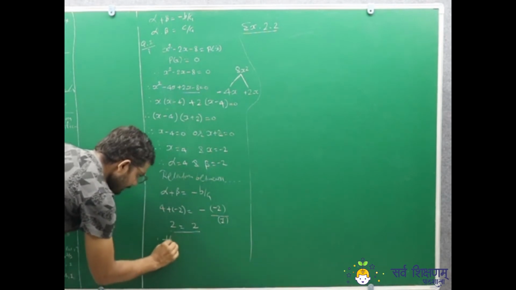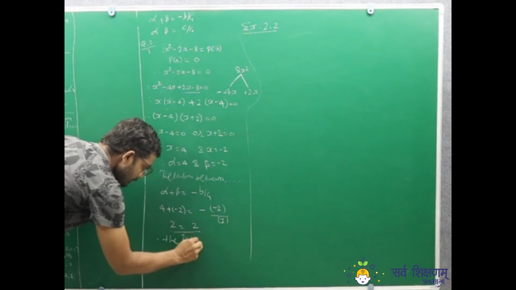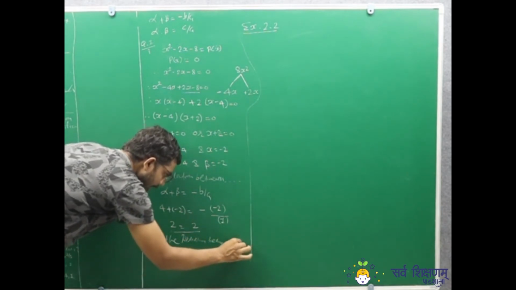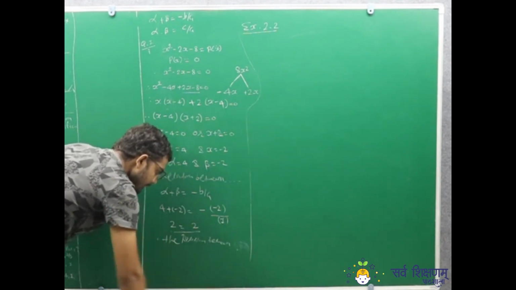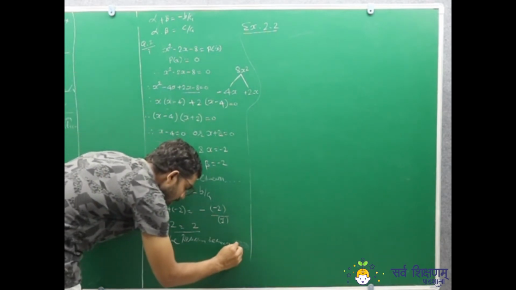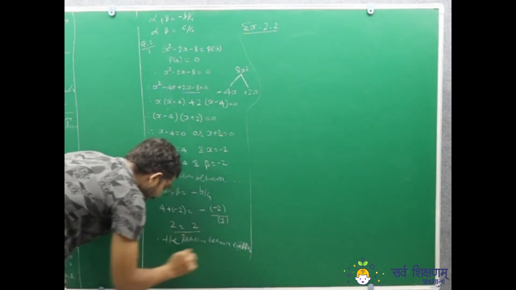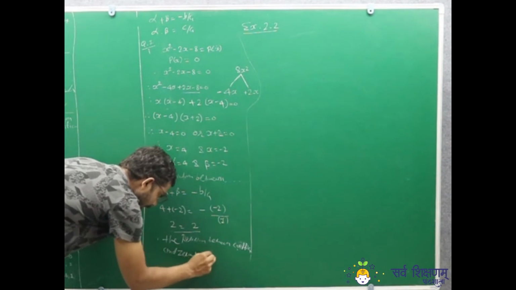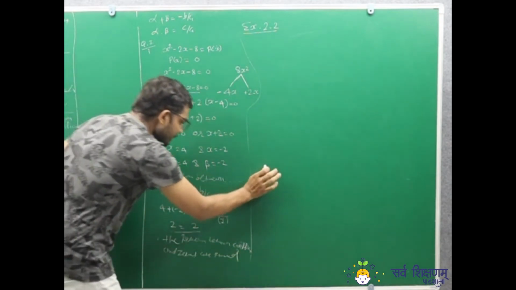Therefore the relation between alpha and beta, the zeros, and the coefficients is proved. One more relation remains.